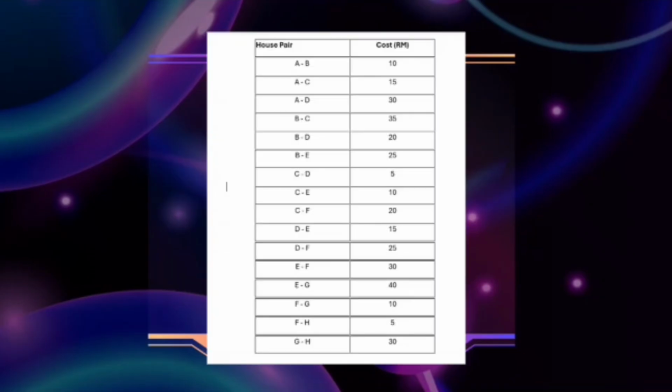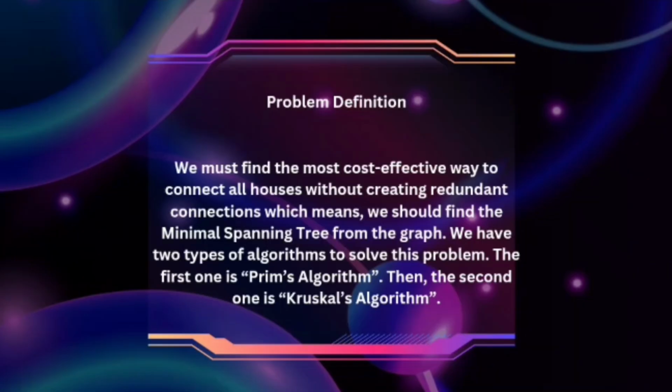As you can see, this table mentions each pair of houses and the distance between each one of them. So now, we must find the most cost-effective way to connect all the houses without creating redundant connections, which means we should find the minimal spanning tree, which is our topic, from the graph. We have two types of algorithms to solve this problem. The first one is Prim's algorithm, and the second one is called Kruskal's algorithm.